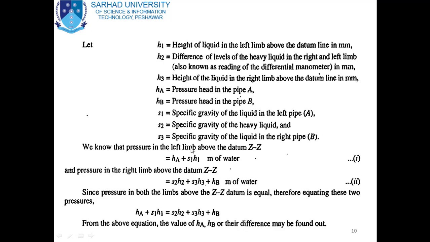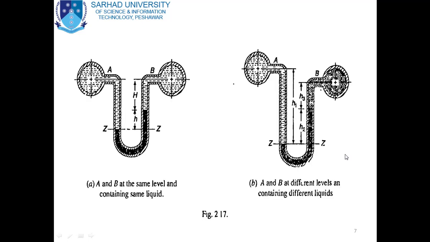Now we know that pressure in the left limb above the datum ZZ is equal to HA plus S1 H1 meters of water. Let this be equation 1. Here, as you can see in the figure, if we cut this in the middle, this is the left limb, this is the right limb. So pressure in the left limb is equal to pressure in the pipe plus pressure in this column. So pressure in the pipe is equal to HA, which is pressure in terms of head of water, plus this liquid's specific gravity S1 multiplied by H1, we will get the pressure of this column. So total pressure in the left limb is equal to HA plus S1 H1.